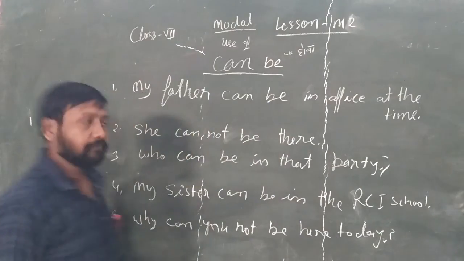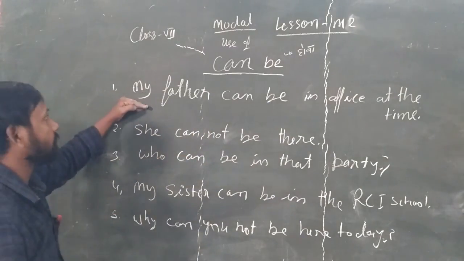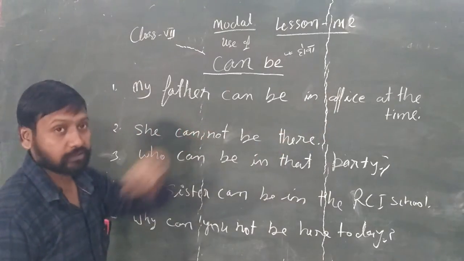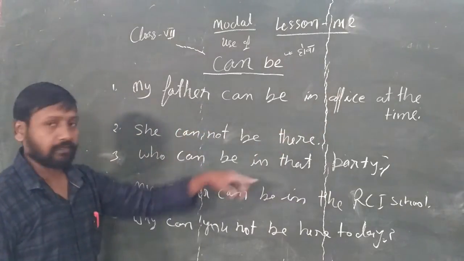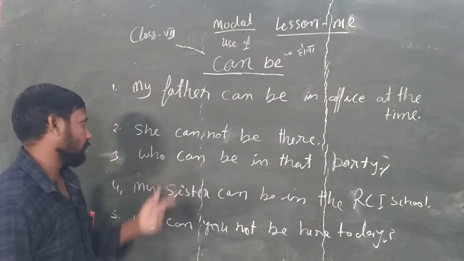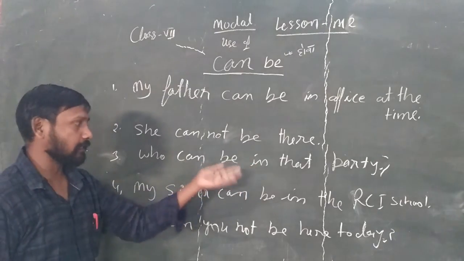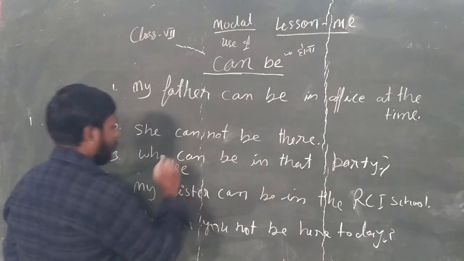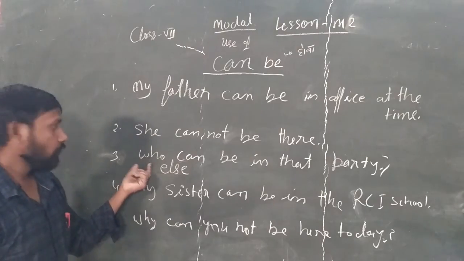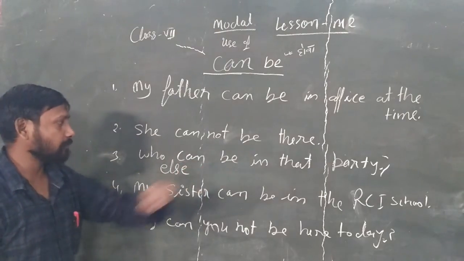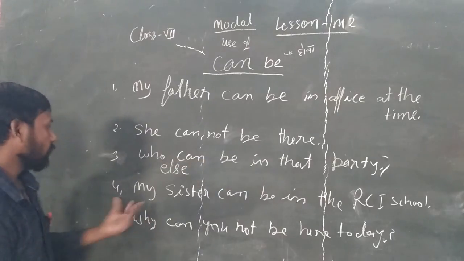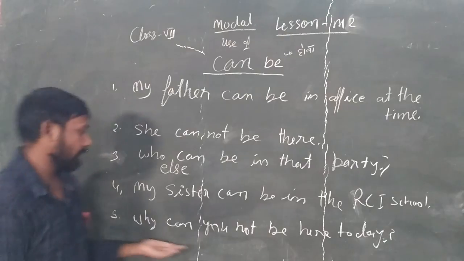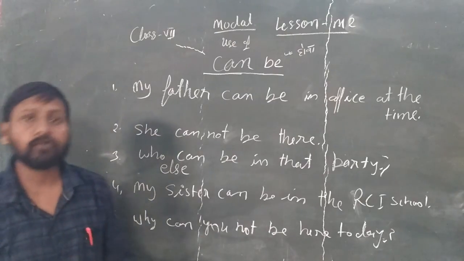So I have given some simple examples like that. My father can be in office at the time. She cannot be there. Who can be in that party? Who else? E L S E. Who else? We can use this also. Who else can be in that party? My sister can be in the arts school. Then why can you not be here today?